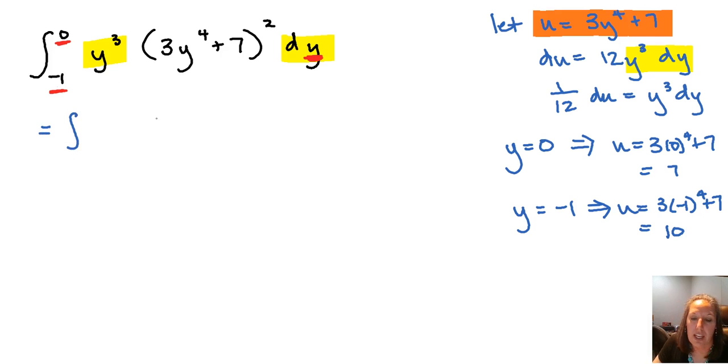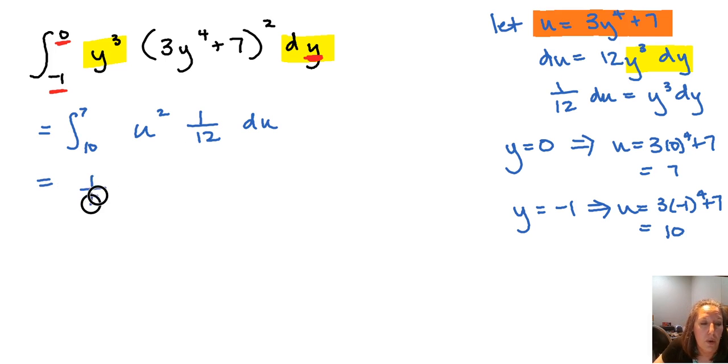So when we do our substitution, -1 is going to become 10, and 0 is going to become 7. Our y cubed times dy is what we're going to substitute in, 1/12 times du. And then our parentheses squared is going to be our u squared. So now we're ready to take that antiderivative, and we get 1/12 times u cubed over 3. This is evaluated from 10 to 7.